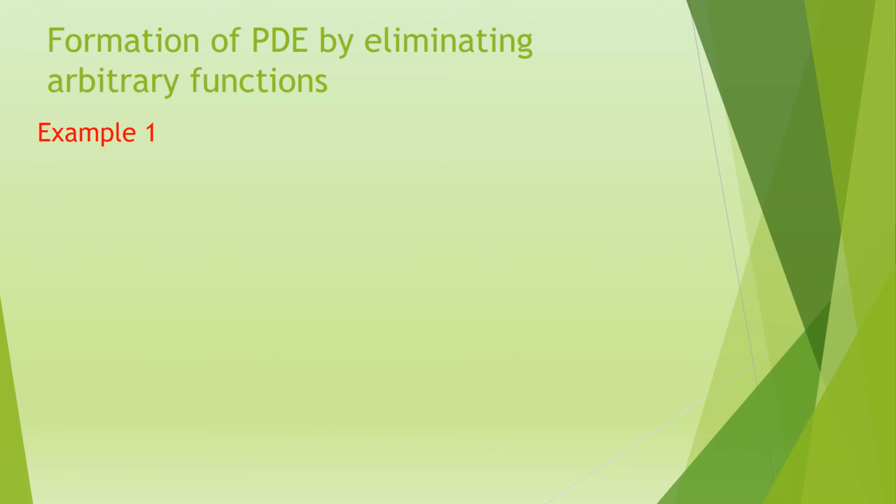Now we will discuss how to form PDE by eliminating arbitrary functions. In previous examples, we have discussed how to form PDE by eliminating arbitrary constants. Now in this example, we will be discussing how to form PDE by eliminating arbitrary functions. So example, z equal to f of x square plus y square, form PDE by eliminating arbitrary function. Here f of x square plus y square is the function.